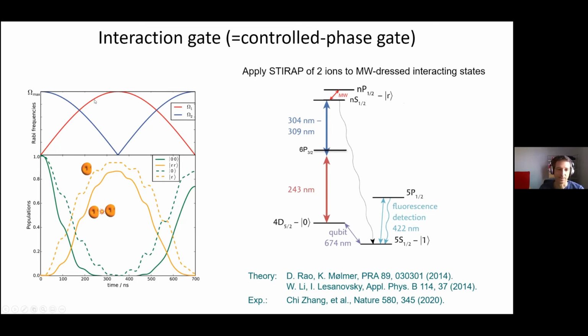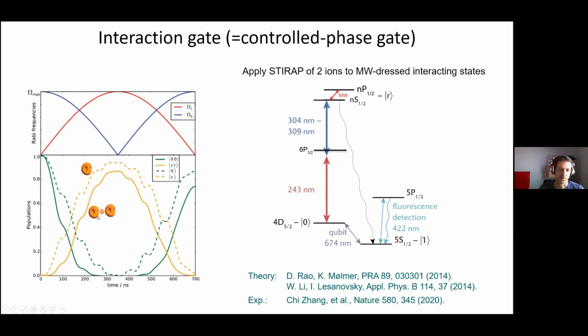So we apply a STIRAP sequence. As we had it before, we have the Rydberg laser 1 and Rydberg laser 2. We apply the population transfer from the initial state to Rydberg state by this switching on and off. So having first the upper laser on and the lower laser off, and then switching on the lower laser and switching off the upper laser. Then the population is transferred from the initial state to Rydberg state, and if we reverse the process, it will be transferred back to the zero state.